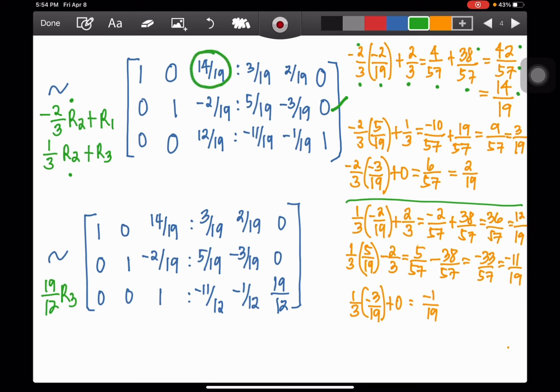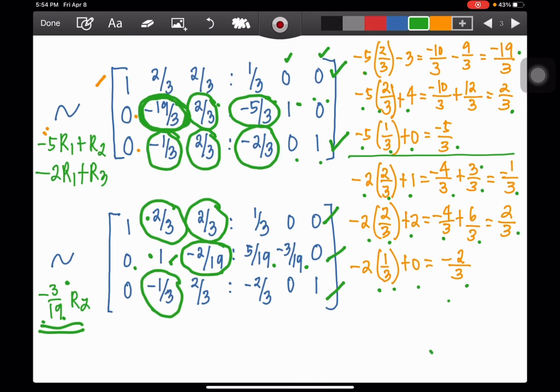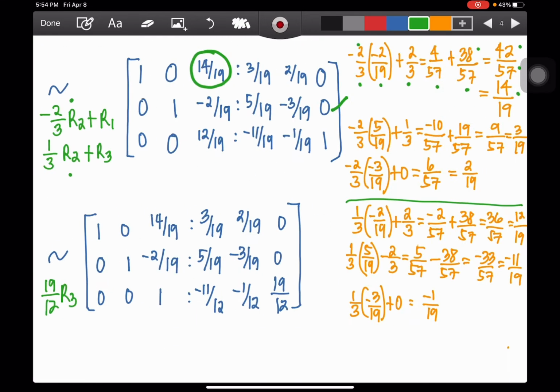Then next is, okay, multiply 5 over 19 by negative 2/3 plus 1/3. Okay, so negative 2/3 times 5 over 19 plus 1/3. That's negative 10 over 57. And 19 times 1 is 19 over 57. So you have negative 10 plus 19 is 9 over 57, which is simplified into 3 over 19. So you have here 3 over 19.